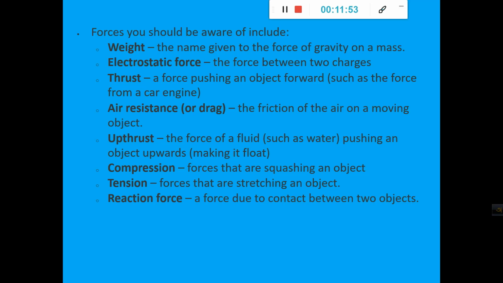Forces you should be aware of include weight, the name given to the force of gravity on mass. Electrostatic force, the force between two charges. Thrust, a force pushing an object forward, such as a force from a car engine. Air resistance or drag, the friction of the air on a moving object. Upthrust, a force of fluid such as water pushing an object upward, making it float. Compression, the force that is squashing an object. Tension, the force that is stretching an object.